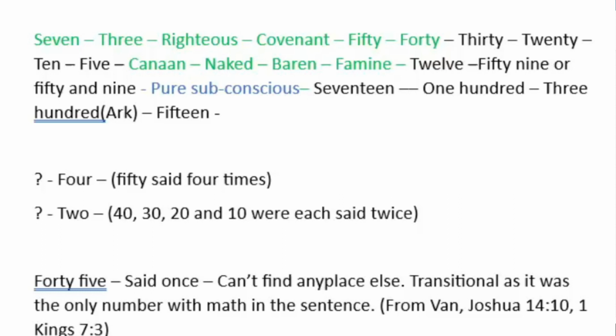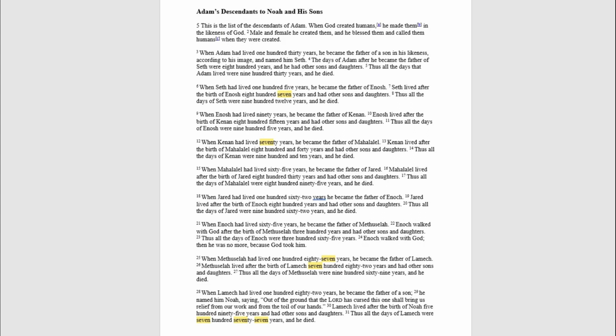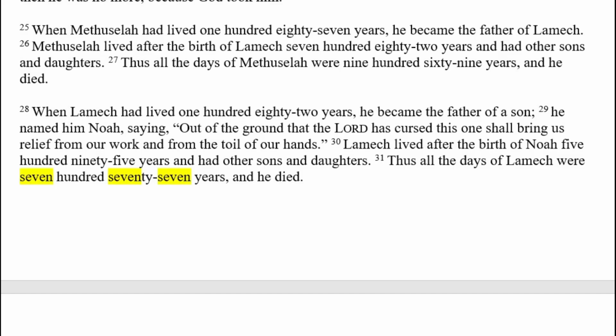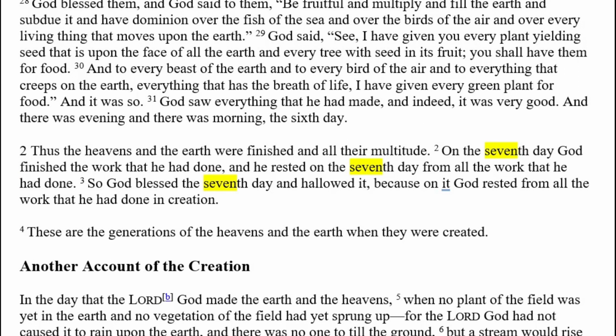Okay, let me jump back over to this one for a second, and let's take a look at this. This is back to Adam's descendants, to Noah and his sons. We were just there. What I've done is I've searched 7, and what I see is that right here in this section, 7 appears 7 times. Down here at the bottom, we have something that says, thus all the days of Lamech were 777 years, and he died. Okay, we're pattern seeking, so watch this.